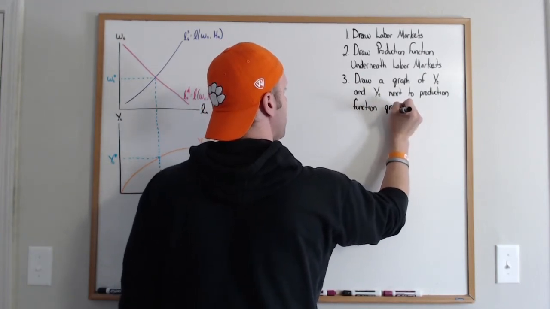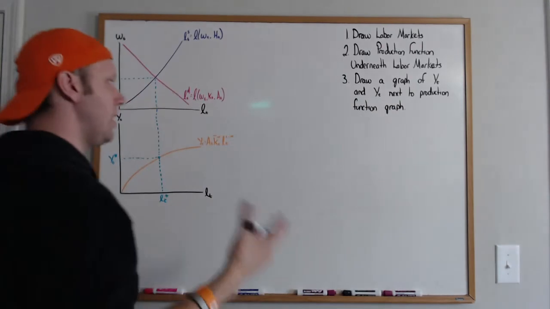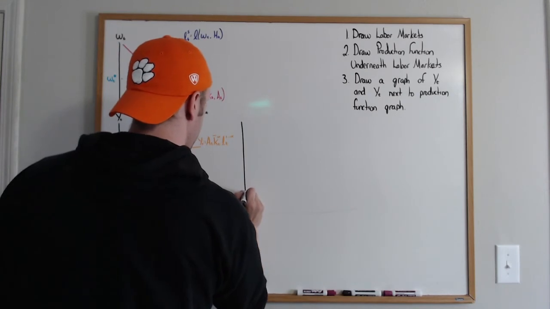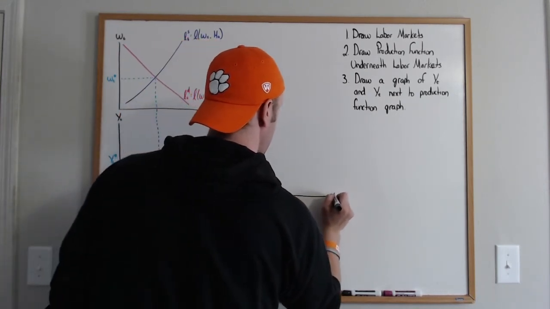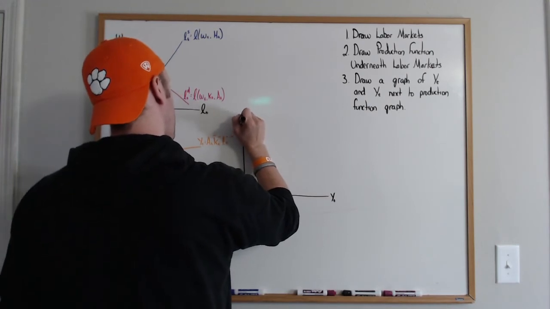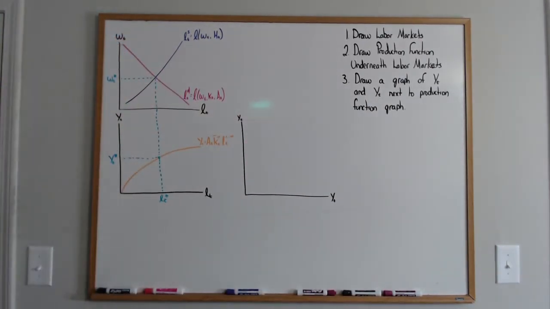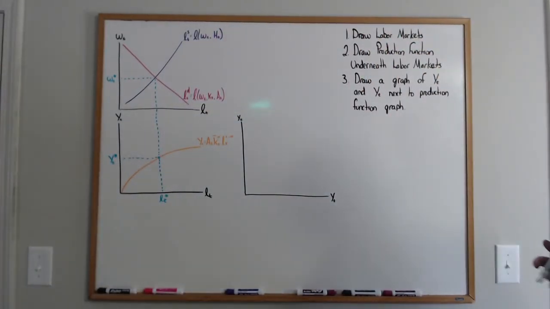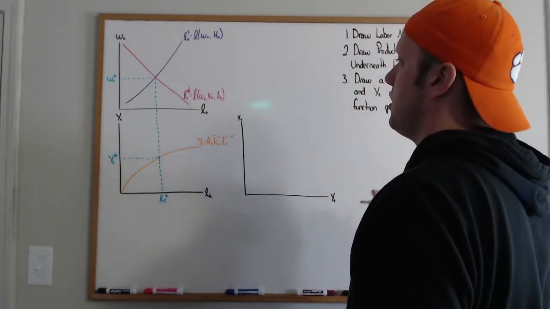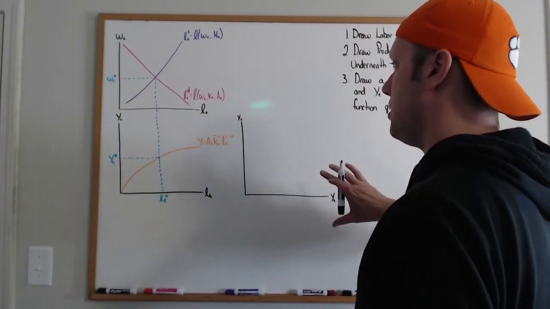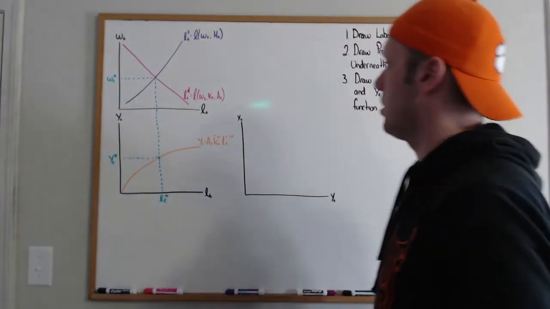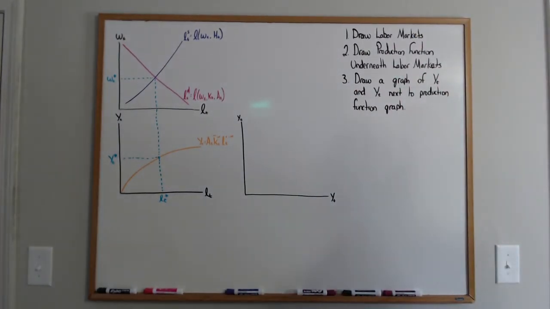I'm going to draw a graph of Y_t and Y_t, output and output, right next to this production function. Output, Y, is on both the vertical and horizontal axes. What this does is serve as a way to translate, to reflect, to flip this vertical axis of Y over to the horizontal axis. And you'll see why we want to do that in a minute.